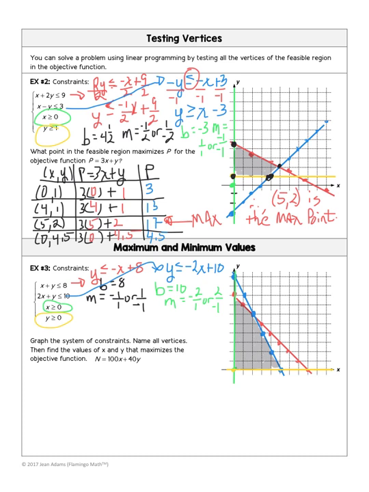So there's your feasible region. And then these are your vertices. Here, here, here, and here. So now we're going to create our table of values. We're going to put our objective function here.